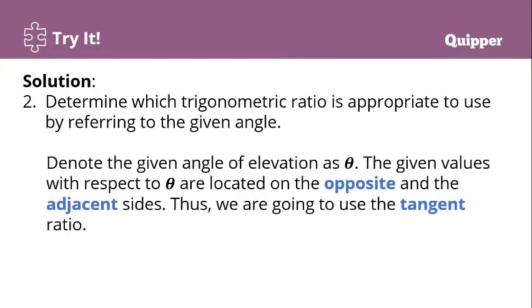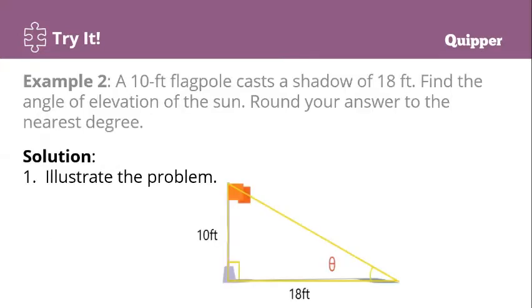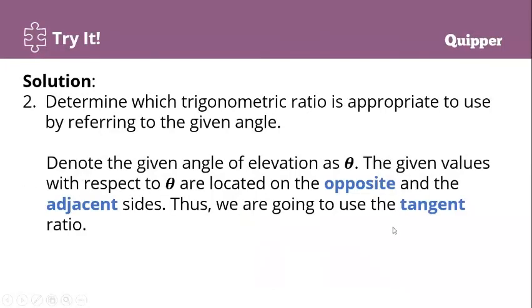Then determine which trigonometric ratio is appropriate to use by referring to the given angle. Take note, we have here an angle. So how is this side related to the given angle? 10 feet is opposite to the reference angle, while 18 feet is adjacent to the reference angle. Therefore, we have opposite and adjacent. Thus, we are going to use the tangent ratio.